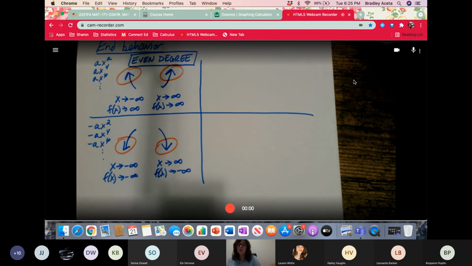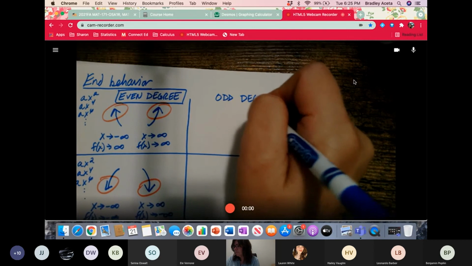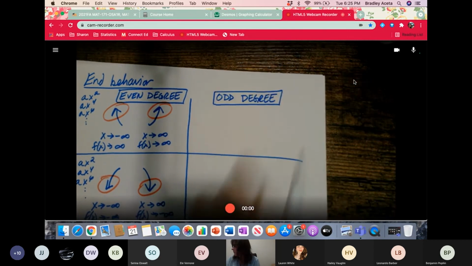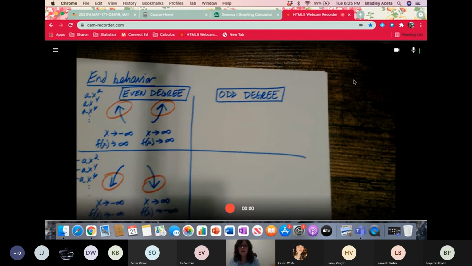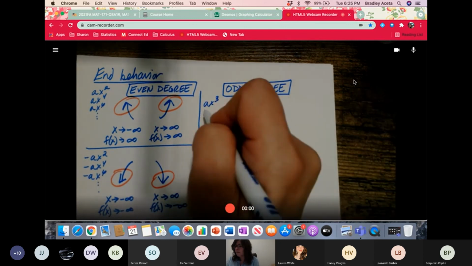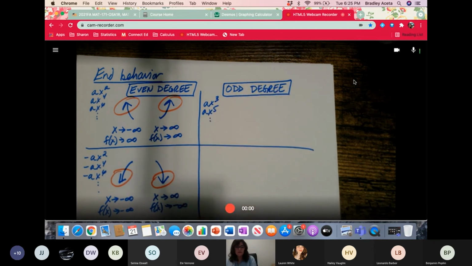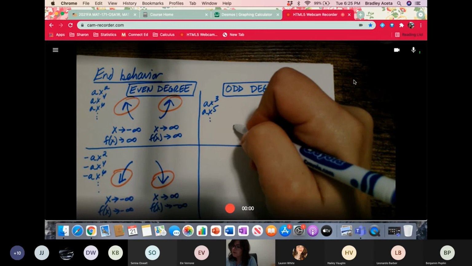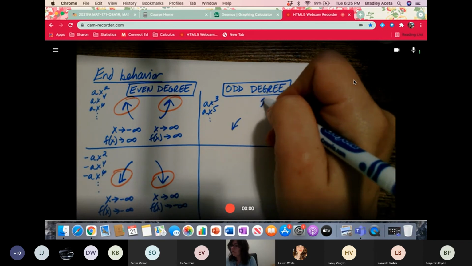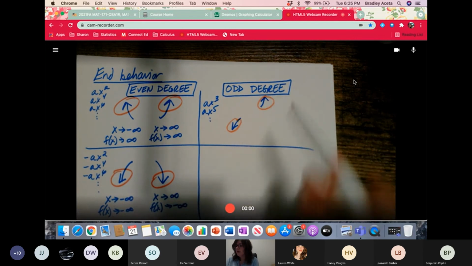What if I had an odd degree one? An odd degree follows just like a x cubed, a x to the 5th, a x to the 7th, all the odd degrees. Odd degrees start down, and then they do something in the middle, and then they go up at the end. Down, up.